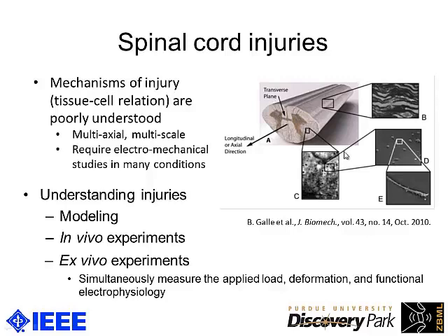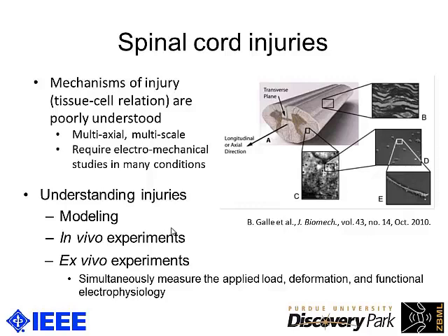We can see that it's also a multi-level system where we're looking at tissue, we're looking at cells, and we can look at the proteins that are attaching to the cells themselves. All of these play an important role in spinal cord injuries, but it's difficult to understand exactly what's going on, and it requires a lot of research. Most of this research has been done using in vivo or ex vivo experiments in combination with modeling.